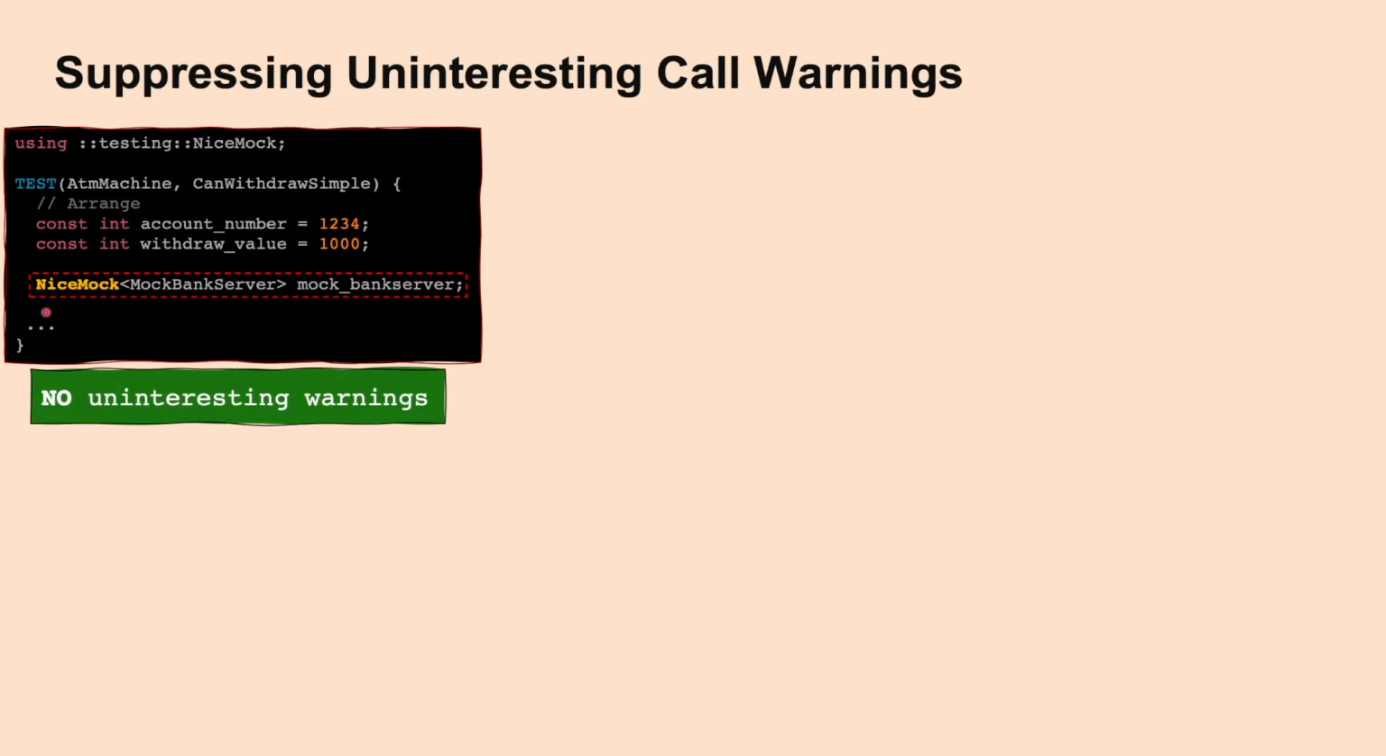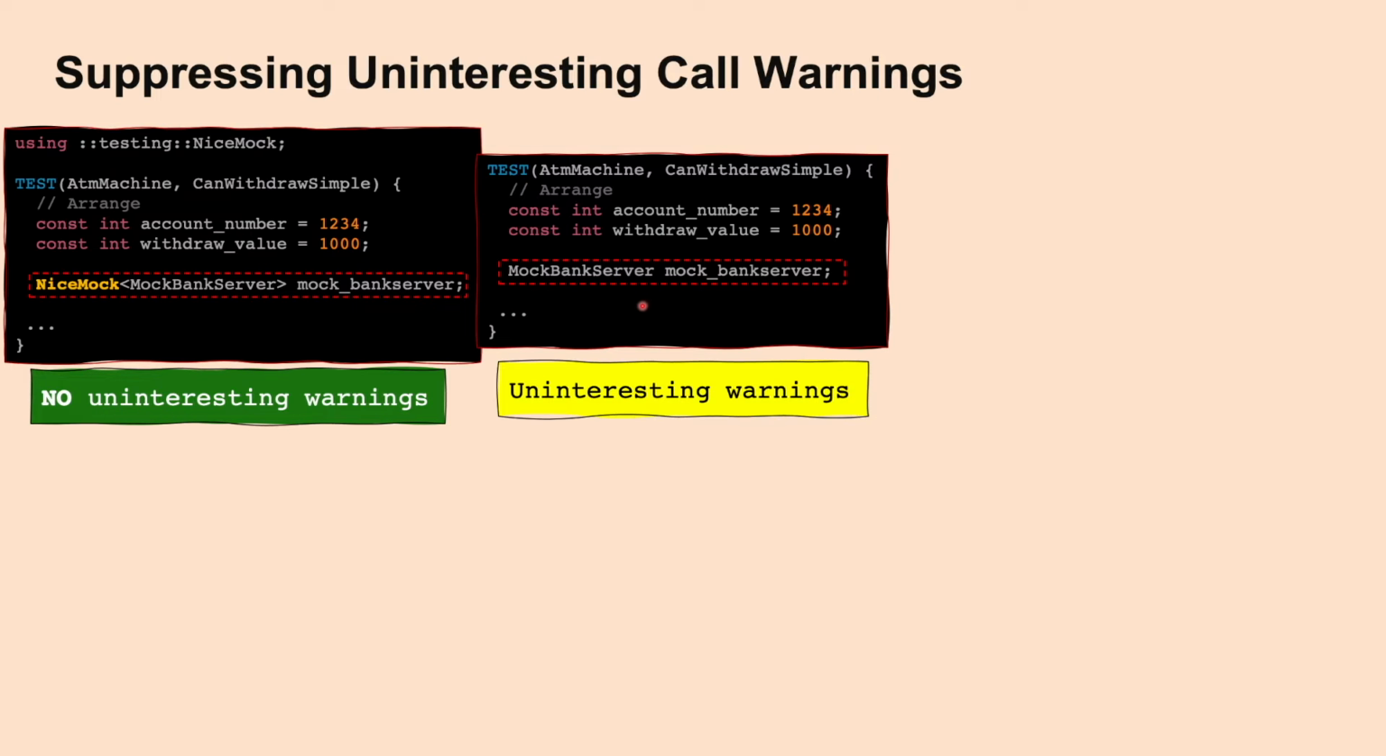There is one more way to suppress the warnings for uninteresting calls, which is by using NiceMock and wrapping your mock object inside this template that is provided by the Google Test Platform. If you wrap your mock object inside NiceMock, you will not get any warnings for uninteresting calls. If you leave it as is, if you don't wrap it, then you get uninteresting call warnings.